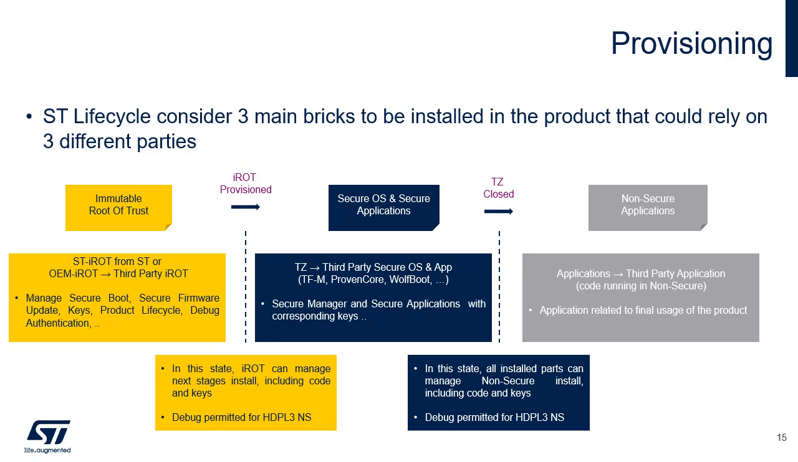Typically, for an install with 3 parties, we can consider IROT, firmware and data to be provisioned in provisioning product state, then to move to IROT provisioned, then Secure OS and Secure Application being installed, then product state passed in TZ closed, then the non-secure application being installed, then product state passed in closed.